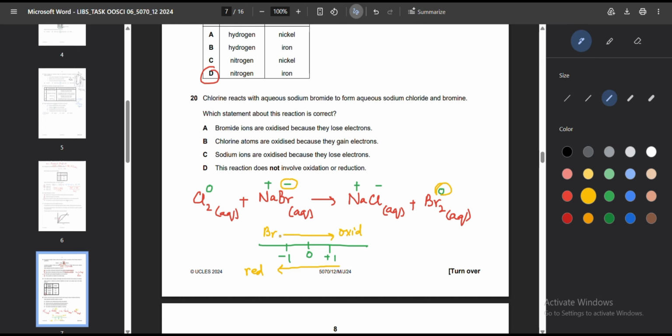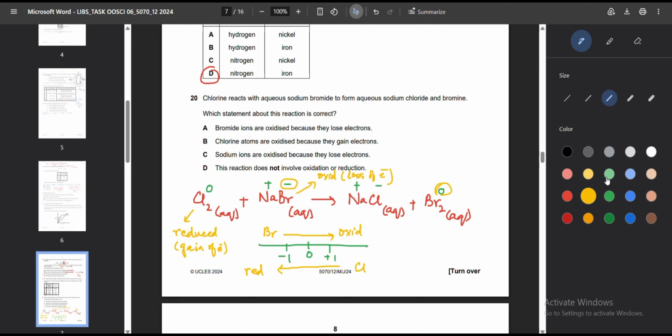And what is happening over there with chlorine? For sodium nothing is happening. Chlorine is moving from 0 to -1. From 0 to -1, that means chlorine is getting reduced, and reduction means gain of electrons. And over here the bromide ion is getting oxidized by loss of electrons.